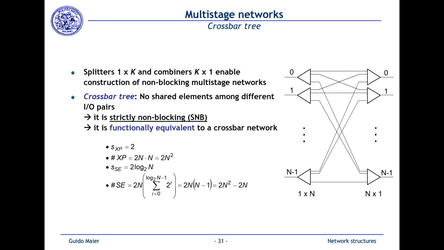So when you set up the connection between 0 and 1, you have an interstage link dedicated only to that connection. All the other connections will never interfere, so you cannot have any internal blocking state, no matter what the state of the other connections is. This is why it is non-blocking and also strict-sense non-blocking.